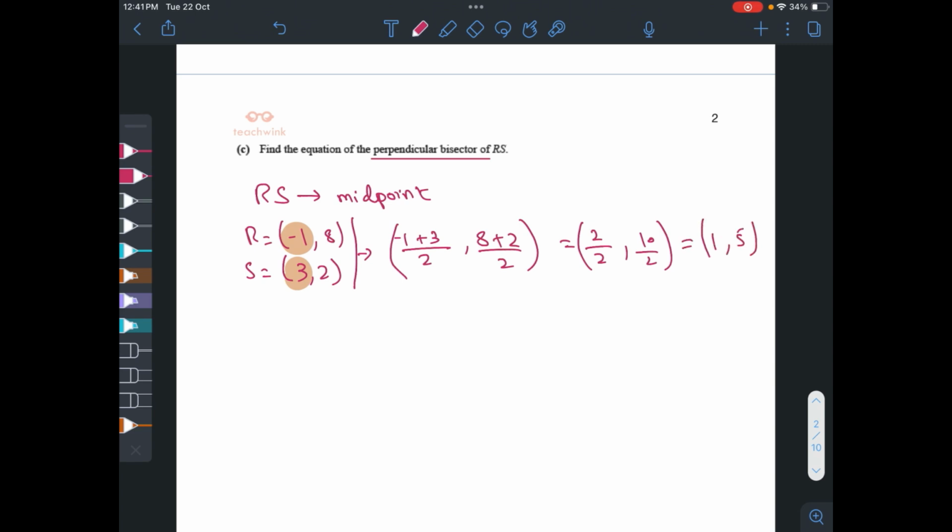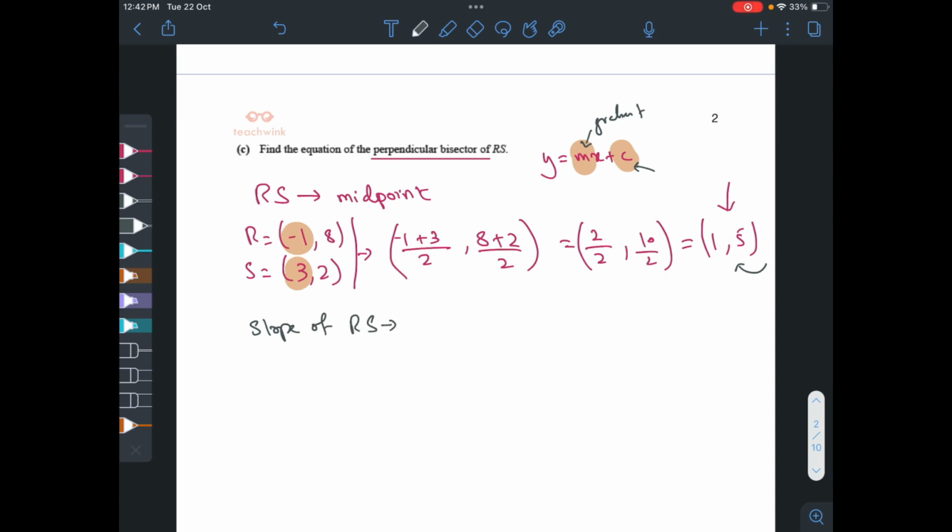Now what happens over here is that at this point, there is going to be a perpendicular bisector drawn. But in order to find the equation of the perpendicular bisector, which is y equals mx plus c, we need two things. We need m, that is the slope, the gradient, and we need the y-intercept, for which we are going to use these coordinates that we just found. But how do we find the slope? We need to find the slope of RS first.